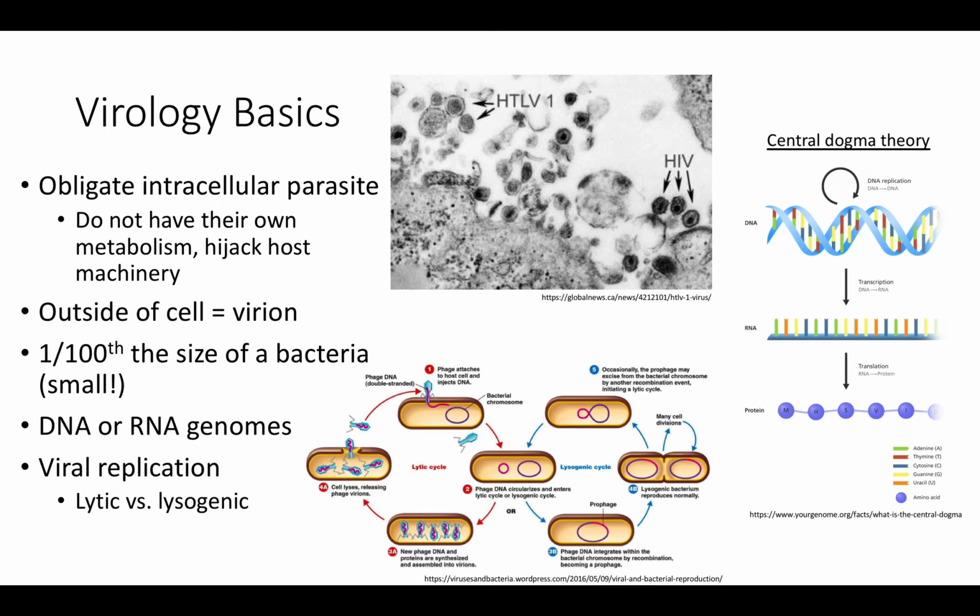And then the other major way a virus replicates is through the lysogenic cycle. And this is when the virus incorporates itself into the genome of the host cell. And then when the host cell replicates, it unknowingly ends up replicating the virus also, because the virus is essentially in the genome. And then at some point in the future, the virus can latently activate and re-enter the lytic cycle.